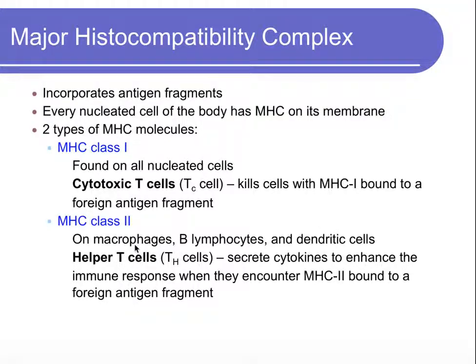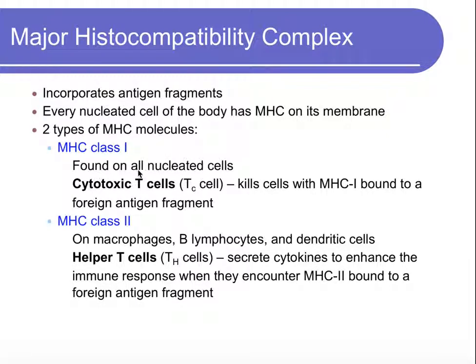What happens is our helper T cells will be able to bind to MHC2 receptors. When that MHC2 has an antigen on it, the helper T cells will understand that a pathogen was found and the macrophage is presenting it on its surface, so then it will do what it does, which is call for more help. One of the ways it does that is to secrete cytokines. Remember, cytokines attract more white blood cells to the area.